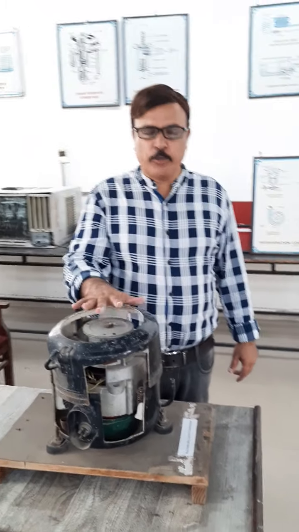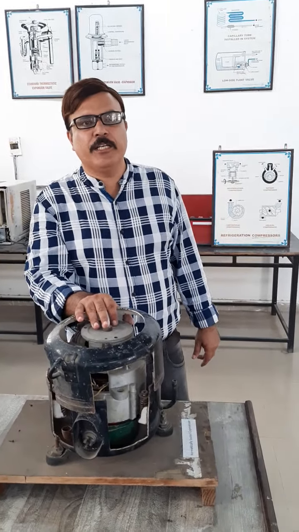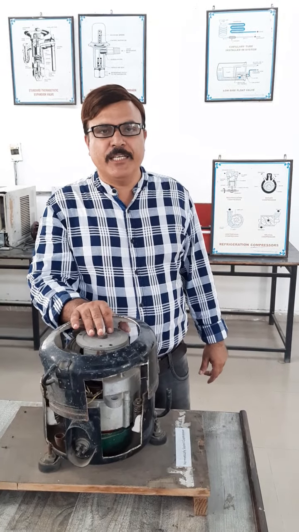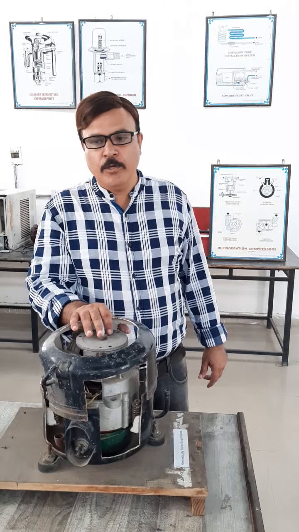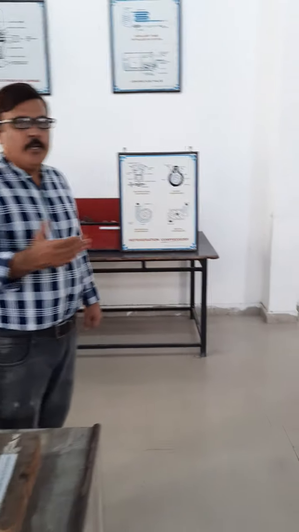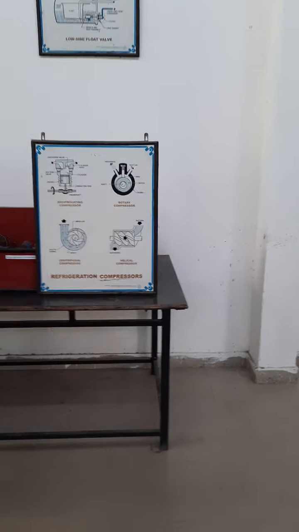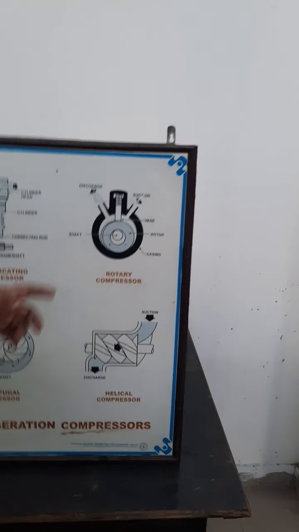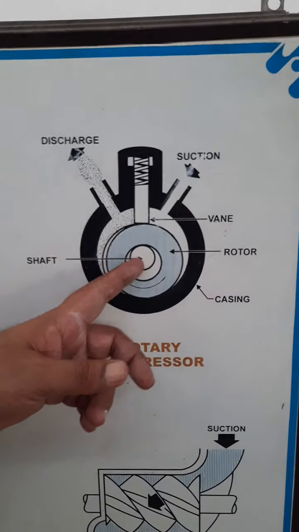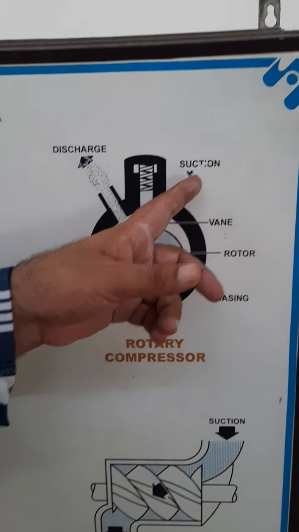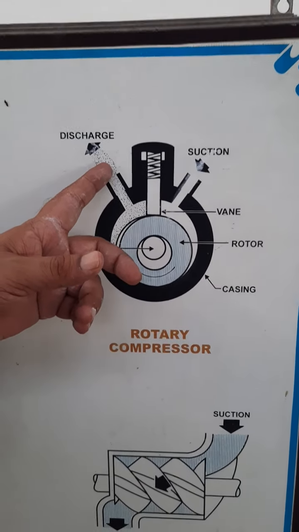And this is mostly the reciprocating type, used in our household, in a refrigerator, in air conditioning, and in a freezer also. And next we have the rotary compressor. So look at here. Next we have the rotary compressor, in which there is a cylinder casing and one rotor, and the center one is the shaft, and this is the intake valve and this is the discharge valve.